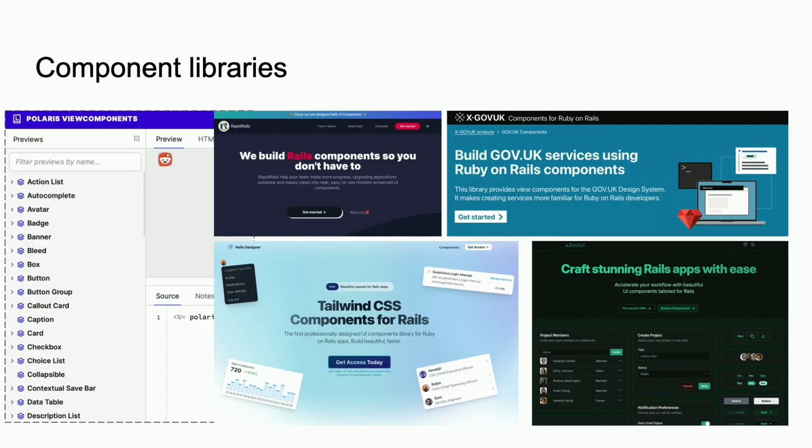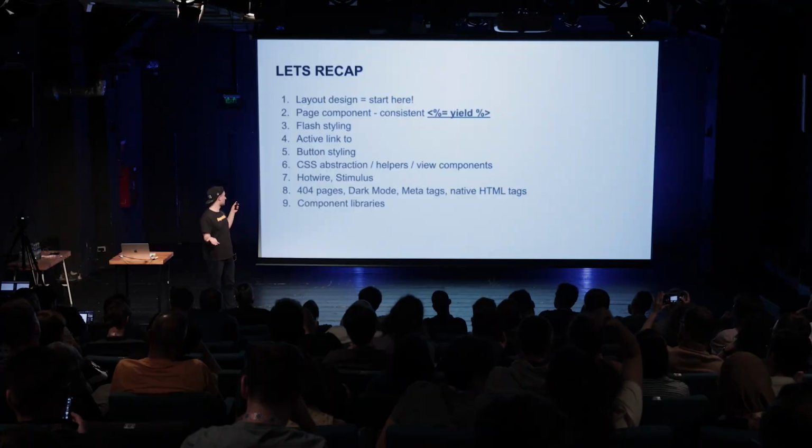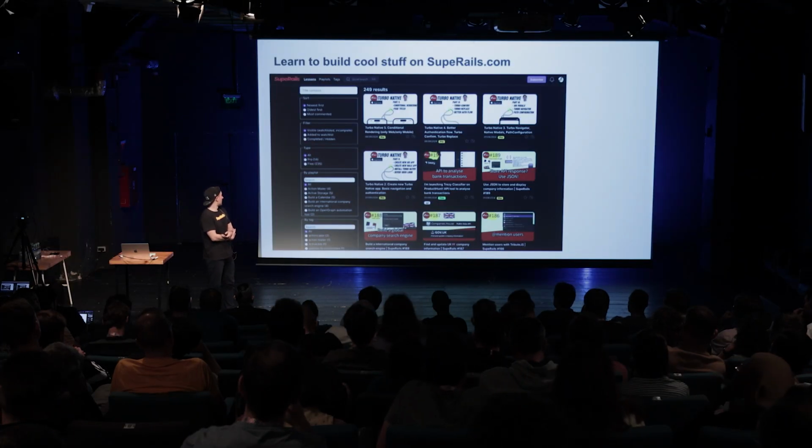Also, there are quite a lot of view component libraries. Even the UK government has their own view component library, and you can try to reuse their components and their style in your application. So I encourage you to try some of these libraries, and it can help you prototype your Rails views faster. So going back, we had a look at our layout. Always start with the layout when you are trying to make your application look nice and responsive. We had a look at the page component, something that wraps all the content inside the yield of your application, active link to, styling buttons, and so on.